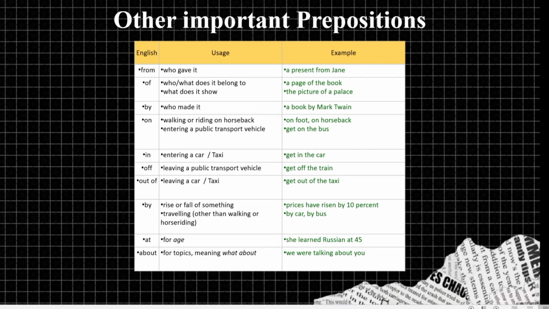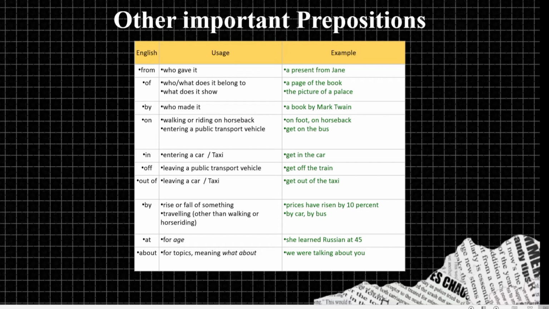Off. Usage: leaving a public transport vehicle. Example: get off the train. Out of: leaving a car or taxi. Example: get out of the taxi.